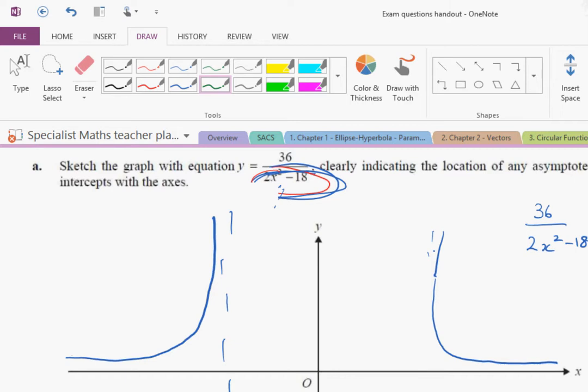Yes? So we would need to also say y equals 0, right? Absolutely. And that's what a lot of students forgot with that one. So we've got y equals 0, x equals negative 3 and positive 3, so 3 asymptotes. I'd say they give you 1 mark for all the asymptotes correct. If you're missing an asymptote, you lose a mark. It says clearly indicating the location of any asymptotes and intercepts with the axes. So I would say let's do this in coordinates, 0, negative 2, and that's about it.